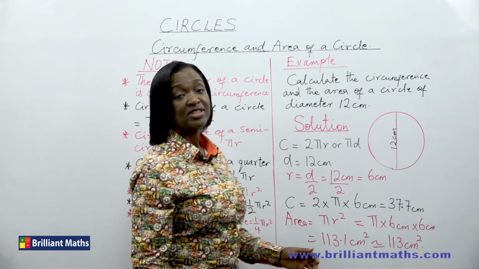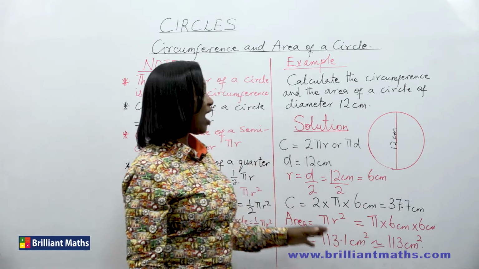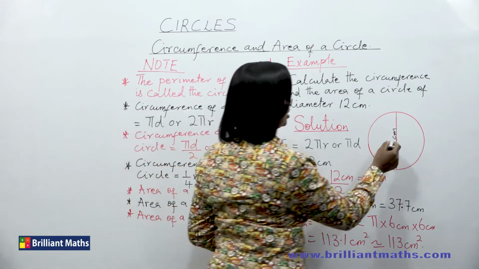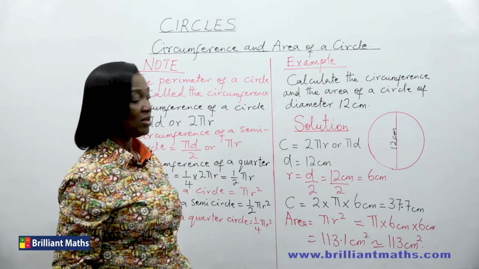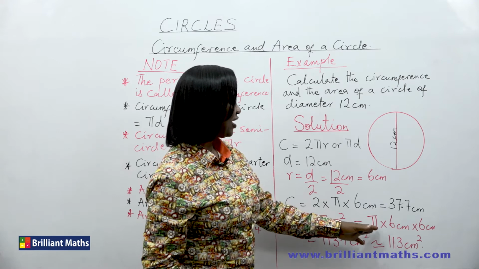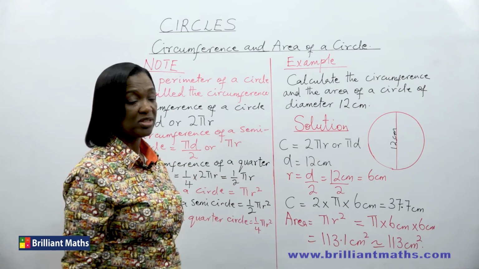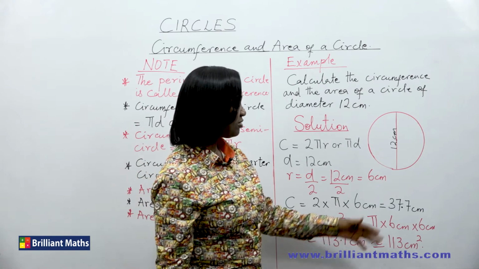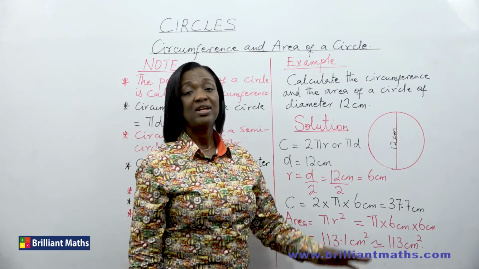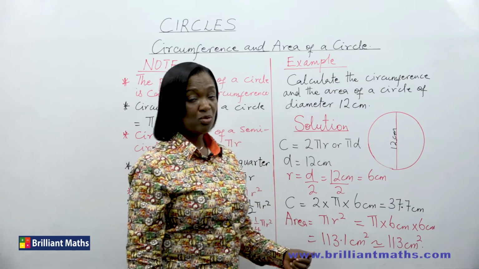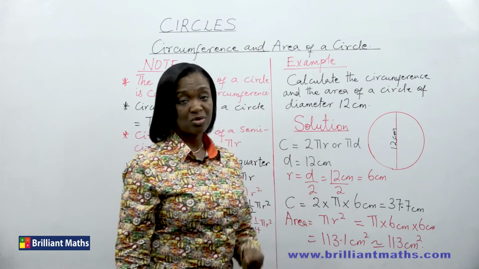So the area of the circle will be pi r squared. And r, the radius, is 6, like we said before, half of the diameter. So we have pi times 6 times 6, or pi times 6 squared, which is 36. And pi times 6 squared will give us 113.1 square centimeters, which is approximately 113 centimeters squared.